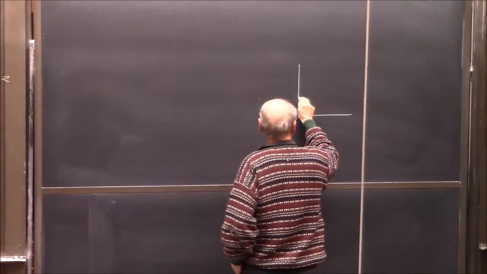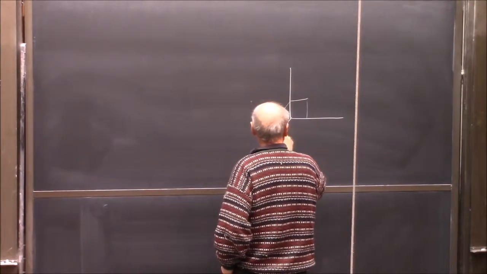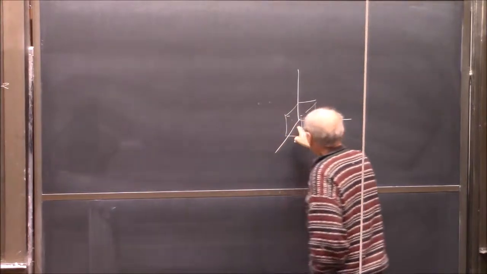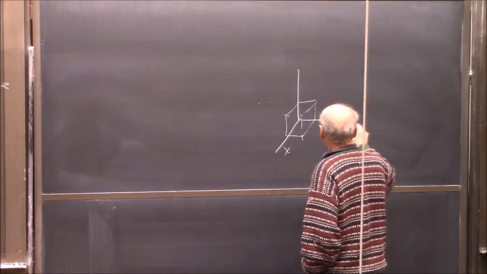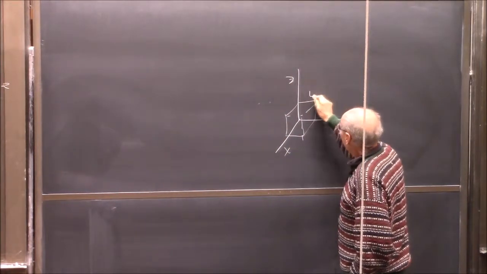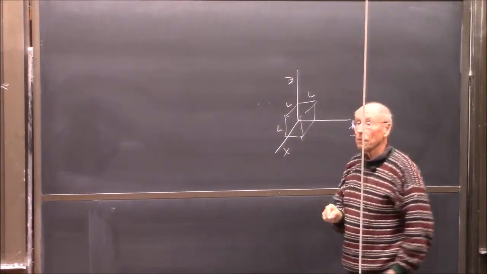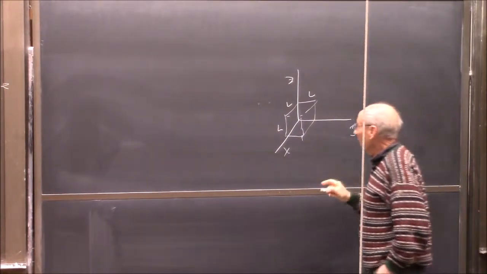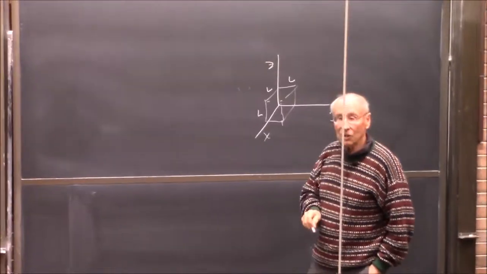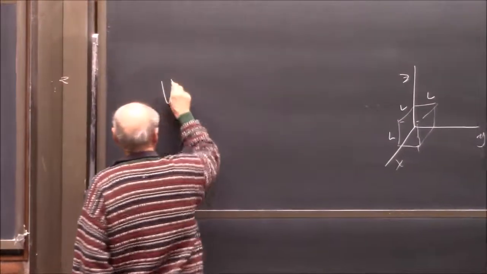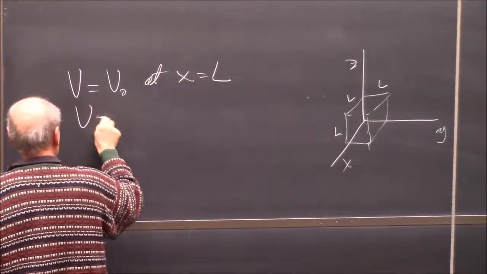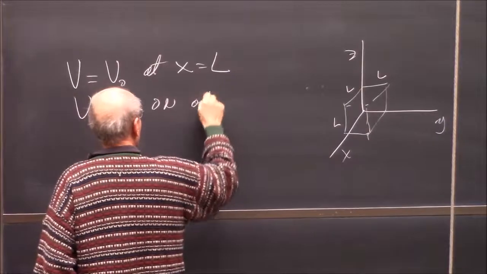In our case, we had taken a system like this, placed our box with one corner at the origin and then sides L for our cube. And we'd said, okay, we're going to make the voltage 0 on all the faces except at x equal to L. So V equals V0 at x equal to L, and V equals 0 on all the other faces.